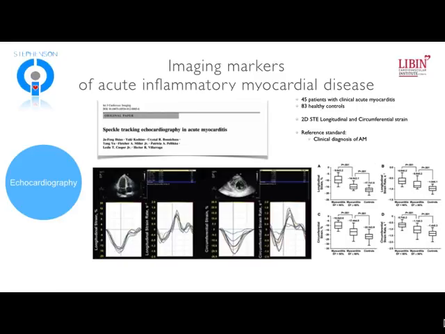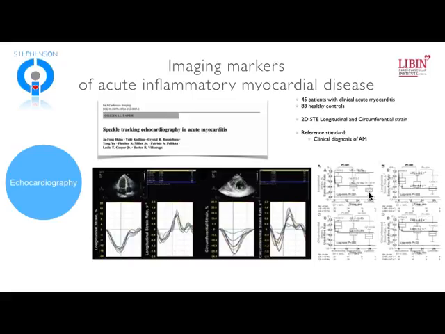And here's one example that was done from the Mayo Clinic with 45 patients presenting with acute myocarditis. And they compared to 83 healthy controls. And what they did was 2D speckle tracking to look at longitudinal and circumferential strain. And they used the reference standard of a clinical diagnosis of acute myocarditis. And certainly what you see is that in patients that do have acute myocarditis confirmed, especially in those that have more significant LV dysfunction, we do see significant changes versus controls in both longitudinal and circumferential strain.